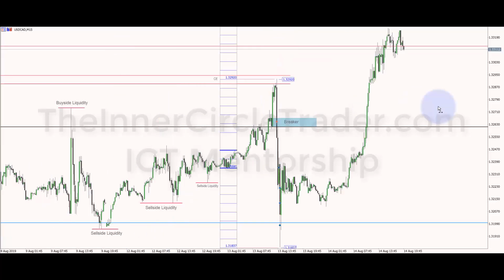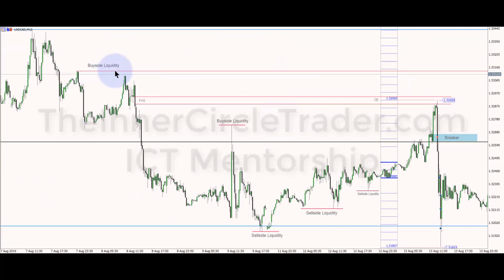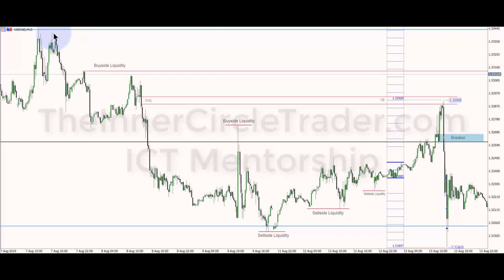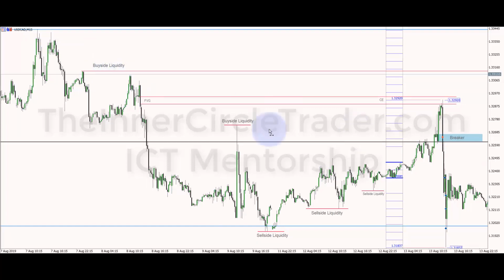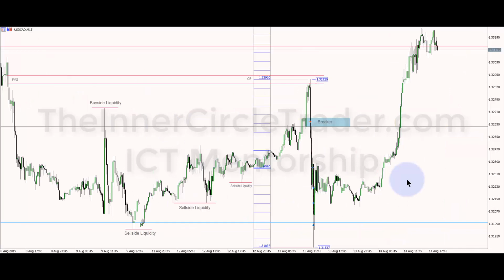boom, rallied up. What's it doing? Buy side liquidity pool, and we have another buy side liquidity pool that is yet to be cleared out, but I think that's going to be the next one that we reach for. But relative equal highs. So everything in here is taught in the core content.